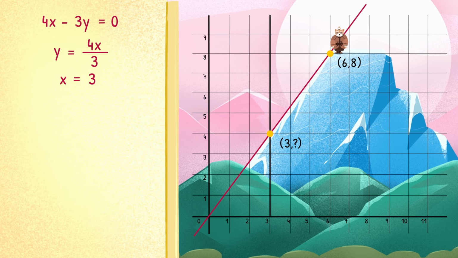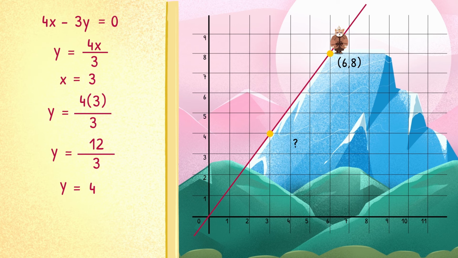If x equals 3 is where Shifu remembers the academy to be, then we say that y is equal to 4 times 3 divided by 3. In other words, y is equal to 12 divided by 3, which is equal to 4 units. And so, the coordinates of our academy are (3, 4).